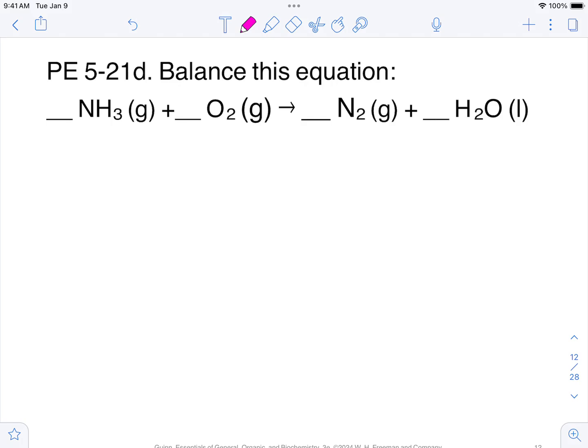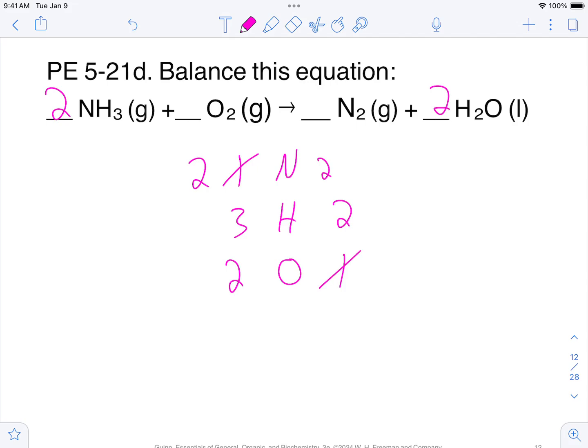So if I'm doing this, I'm looking at my N's first, and I notice I have 2 N's on the right and 1 on the left. So I'd want to put a 2 here. That would make that a 2. Now I'm looking at my H's and O's here. I'm going to choose to do my O's first. So I need more O's on the right. So I would put a 2 here, which would change that to a 2. But that would also change my H's to a 4.